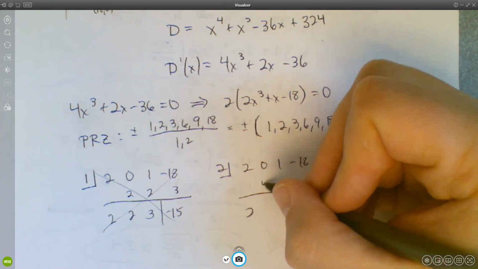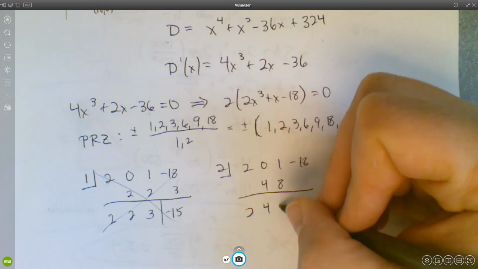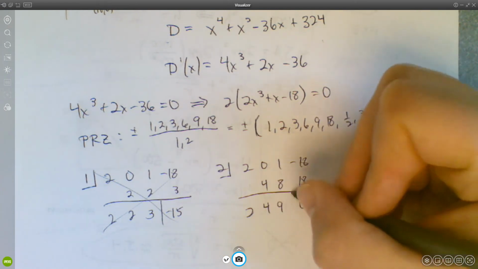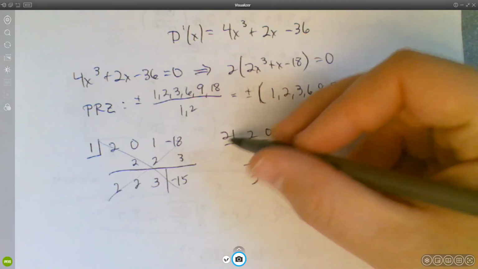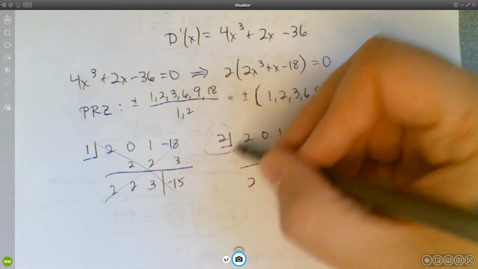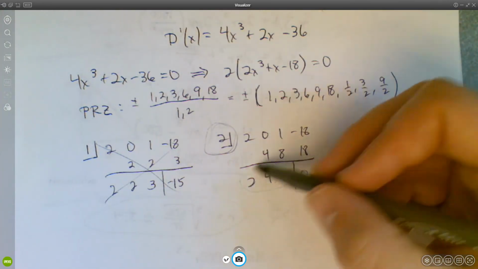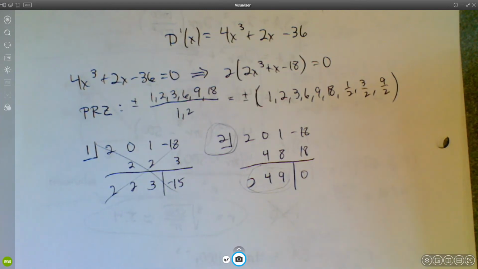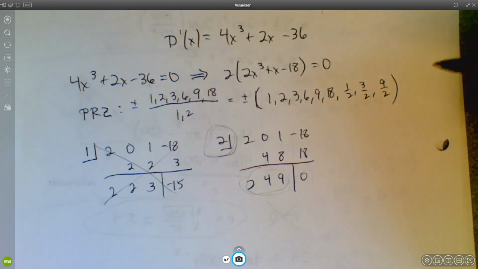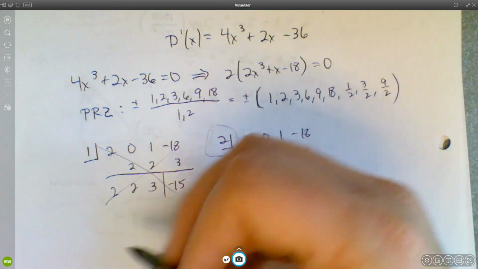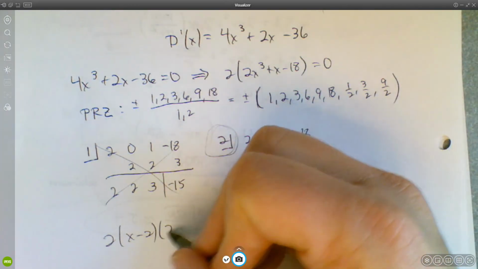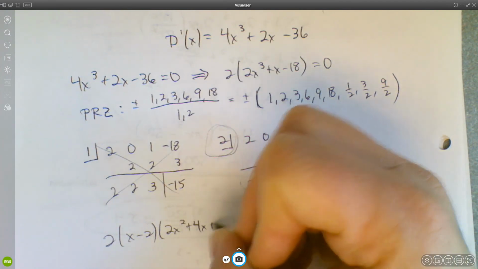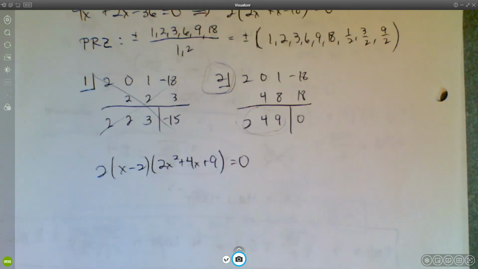2, 4, 4, 8, 9, 18, winner. Okay? So that means I can factor out an x. That means I can factor out an x minus 2, and I'm left with 2x squared plus 4x plus 9. So I've got 2 times x minus 2 times 2x squared plus 4x plus 9 equals 0.